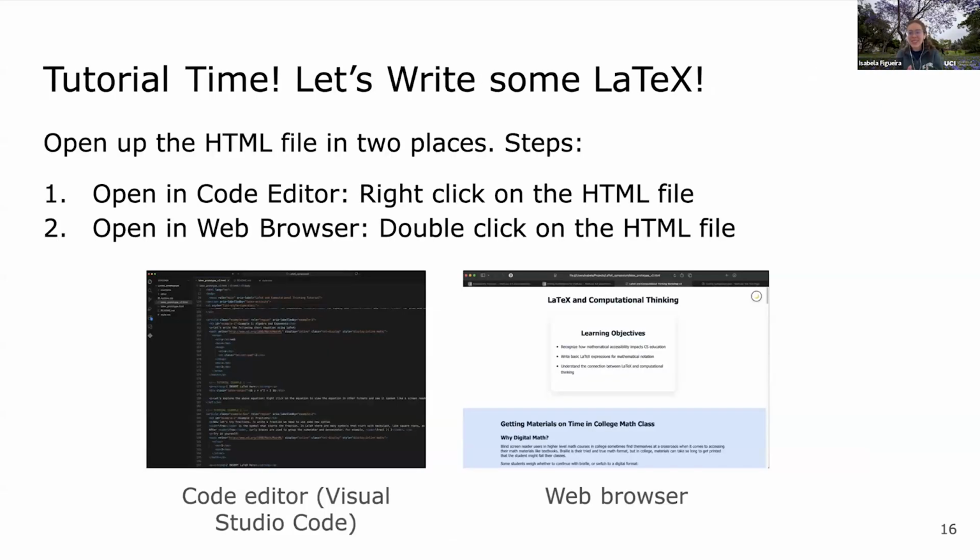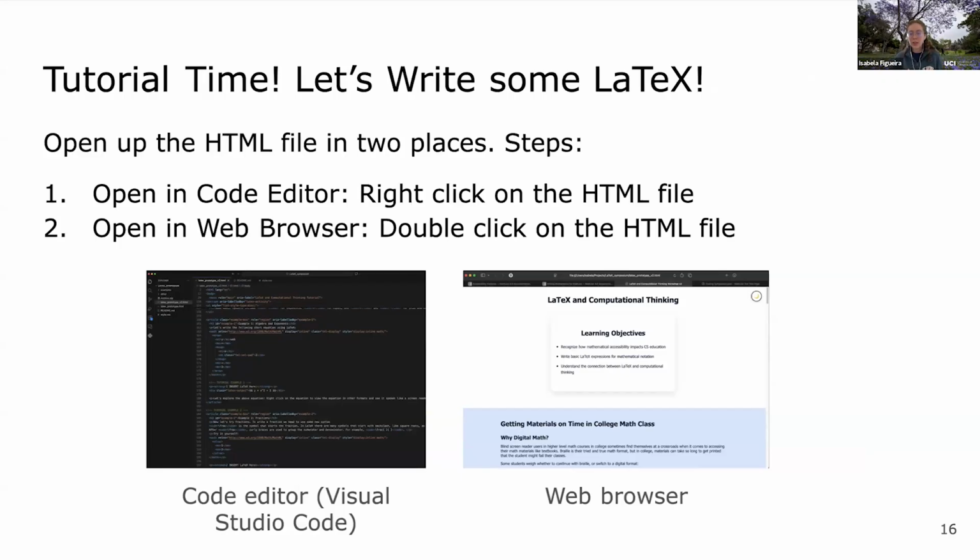All right, tutorial time. Now we're going to try to write some LaTeX equations in HTML ourselves. So we've sent some instructions out this week with what to do. We're going to open up the HTML file in a code editor and the web browser side by side on my screen. To open in a code editor, you can right click on the HTML file that you downloaded and select Open With, then click on your code editor application. I'll be using Visual Studio Code.